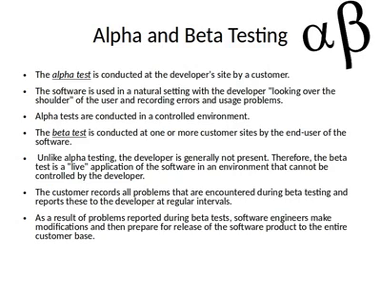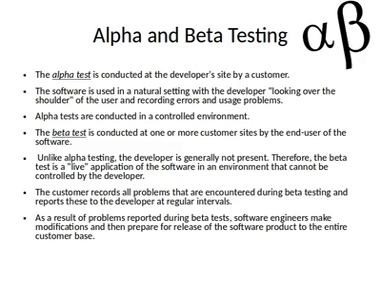The alpha test is conducted at the developer side by the customer. The software is used in a natural setting with the developer looking over the shoulder of the user and recording errors and usage problems. Alpha tests are conducted in a controlled environment. Then the beta test is conducted at one or more customer sites by the end user of the software.